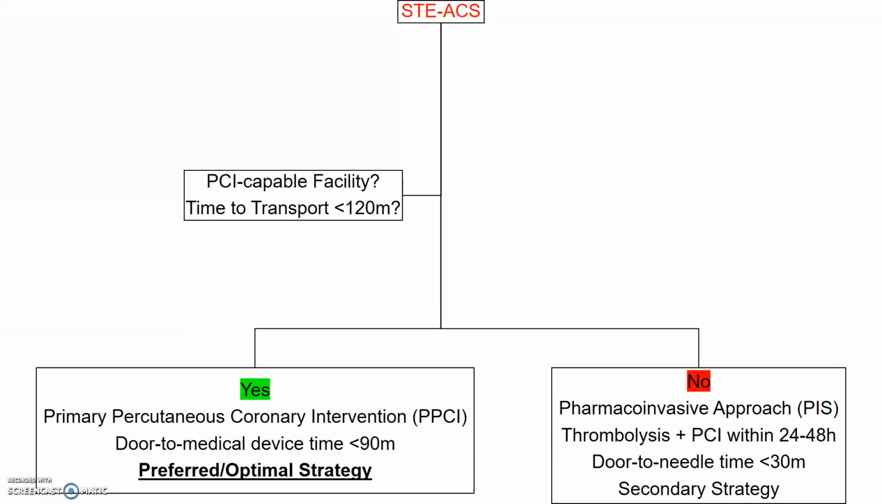If, however, there is no PCI capable facility, or if there is one and time to transport to said facility is greater than 120 minutes, the patient should undergo the pharmacoinvasive approach, which is thrombolysis followed by PCI within the following 24 to 48 hours, with a door-to-needle time of less than 30 minutes, and this is a less optimal strategy.